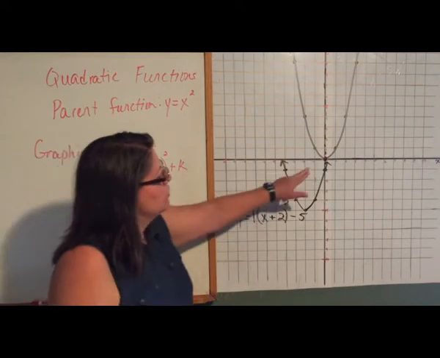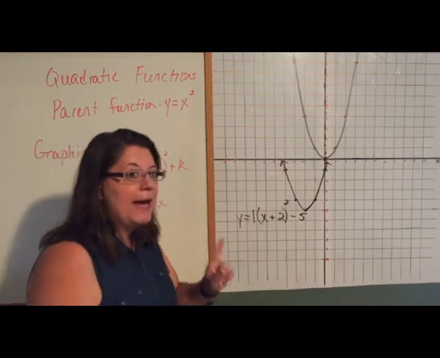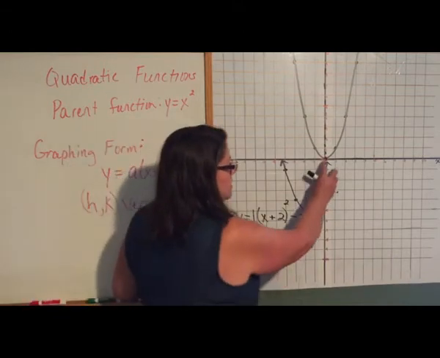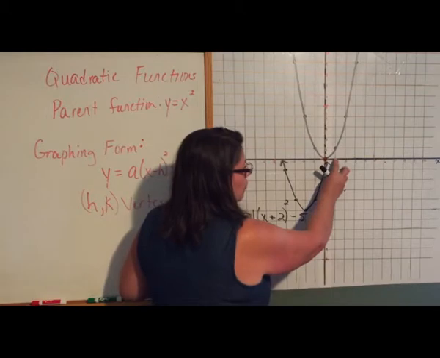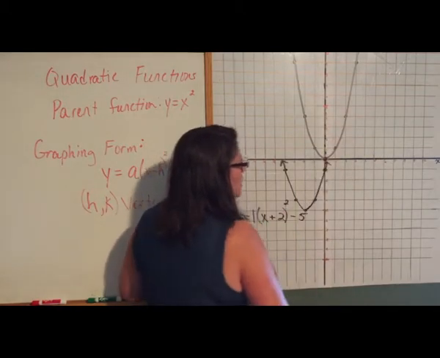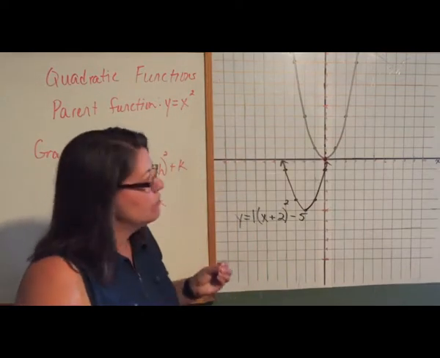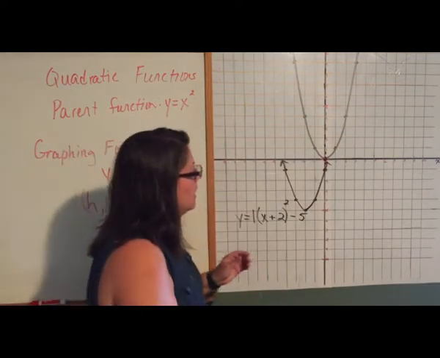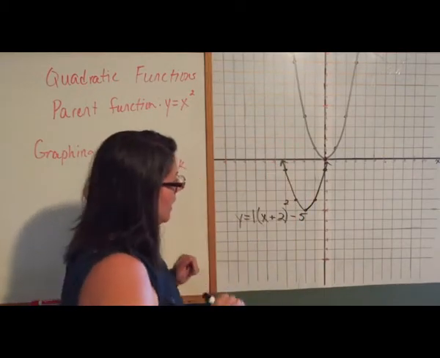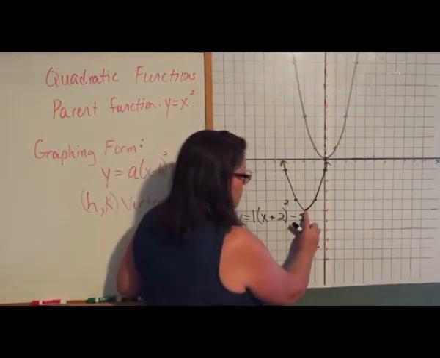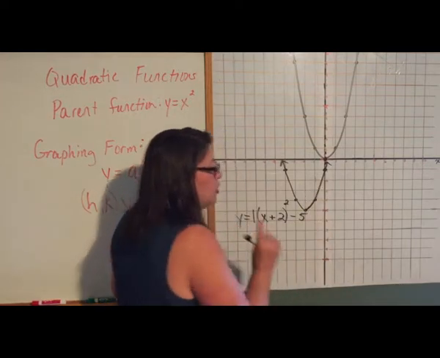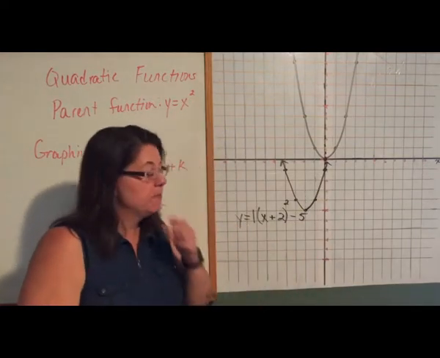Okay, in the parent function, from the vertex, if my a value is 1, only if the a value is 1, this tells me to go right 1, up 1 to get to the next point. I go right 2, up 4 to get to the next point. So if it's a standard size parabola where you have not made it wider or more narrow, if your parabola from the vertex to get to the next point goes right 1, up 1, and then right 2, up 4, you know your a value is 1, okay?